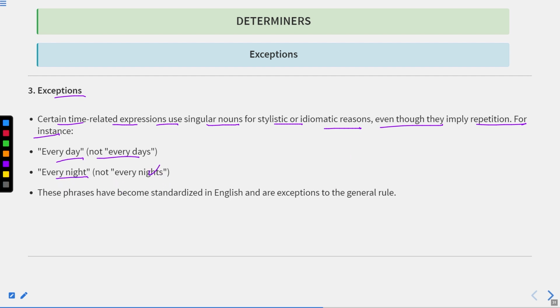Every night, not every nights. Obviously, if there is only a singular noun, we need not write nights over there, because if I say every 2 nights, then it will be correct because I have used the number before that. You cannot say that it is basically stylistic or idiomatic reasons, but you can say that it is somewhere like after every 2 days. These phrases have become standardized in English and are exceptions to the general rule.